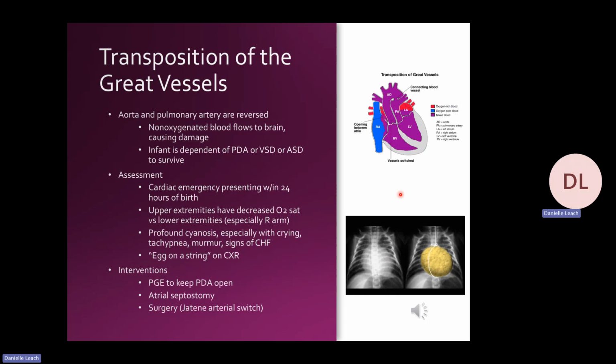And then they are eventually, of course, going to have surgery to switch the arteries. So it's called a Jatene arterial switch. You don't necessarily need to know that, but they're literally going to have to go in and switch these great vessels back to the way that they go.